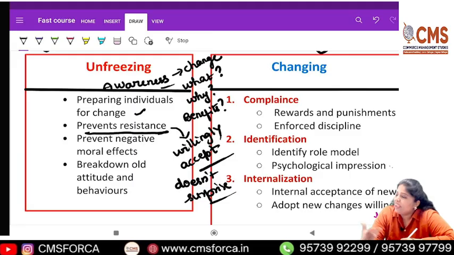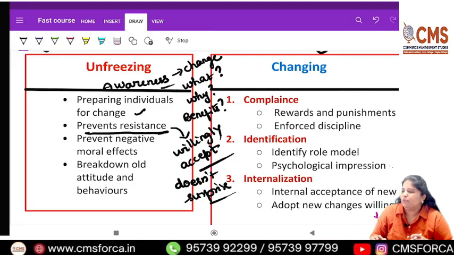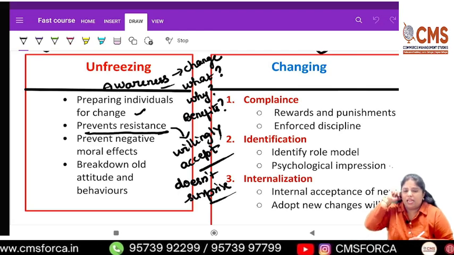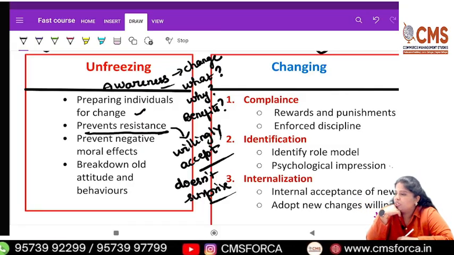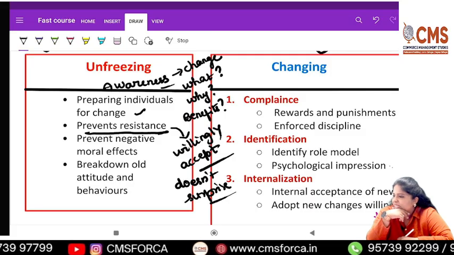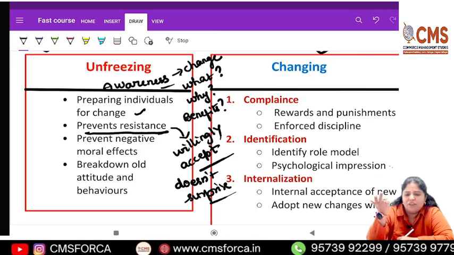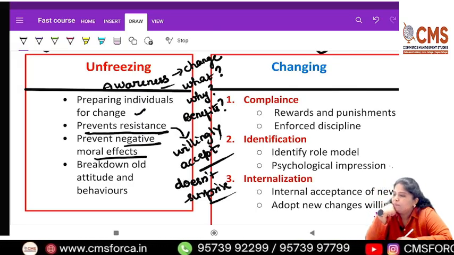And when you are preparing your employees for change, you can avoid negative behavior from employees, like going on a strike, going on a pen down strike, avoiding work, being absent from work, not meeting the deadlines, not meeting the targets, leaking some confidential information. So like that, some negative moral effects can be avoided.